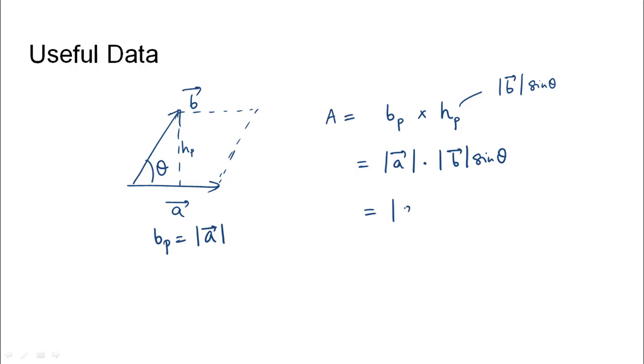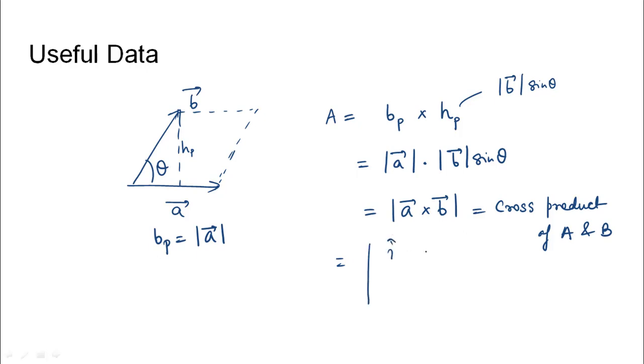So this is nothing but modulus of A cross B vector, that will be the cross product of the vectors A and B. The cross product of two vectors is given as the determinant of i cap, j cap, k cap, A1, A2, A3 and B1, B2, B3, where A1, A2, A3 are the X, Y and Z components of A vector and B1, B2, B3 are the X, Y and Z components of B vector.